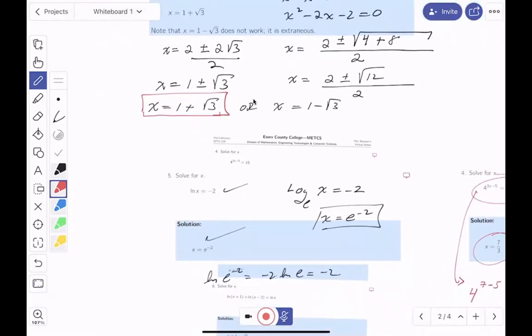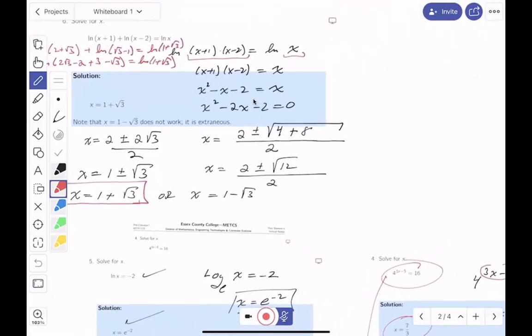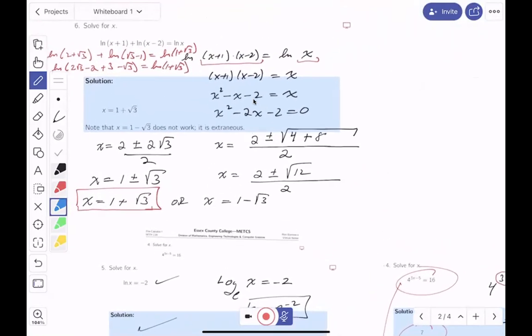And let me see if I can check the other one. I'll do it on the side over here. I'll do it in blue. All right, so what do you get over here? ln of 1 minus root 3 plus 1 would be 2 minus root 3. That can be done.